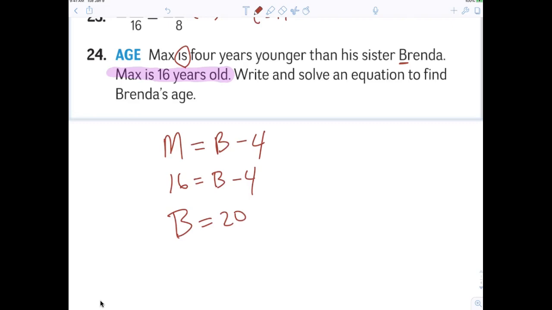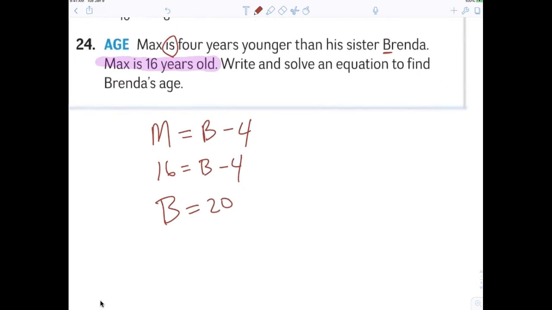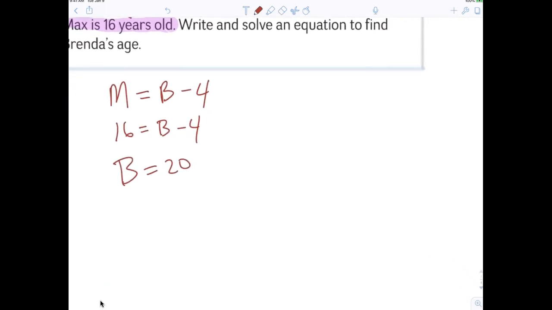Yes, sir. Why would we do B minus 4? That's a pretty good question. M minus 4. That means Max is 4 years younger, right? So, no, I'm sorry. That doesn't mean Max. That means Brenda is 4 years younger. All right, let me show you why. Look right here. And I think that's a very good question, by the way. So I want to show you how you can figure this out.